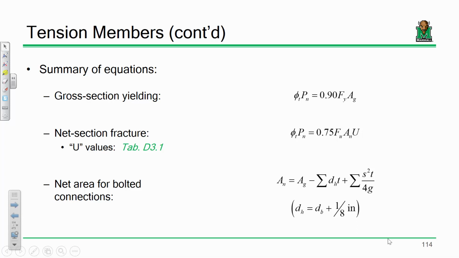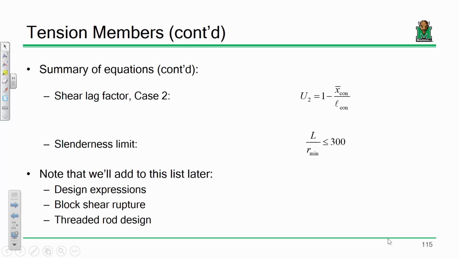So we spent a good bit of time looking at net area. We developed this fundamental expression that the net area equals the gross area minus whatever bolt holes are along our failure path, so the diameter of the hole times the thickness, plus any necessary stagger factors, S squared T over 4G. And again, remember the code actually just says S squared over 4G, but that's for the length. You still have to multiply by the thickness to get the area. The diameter of a hole, again, is the diameter of the bolt plus 1/8 of an inch.